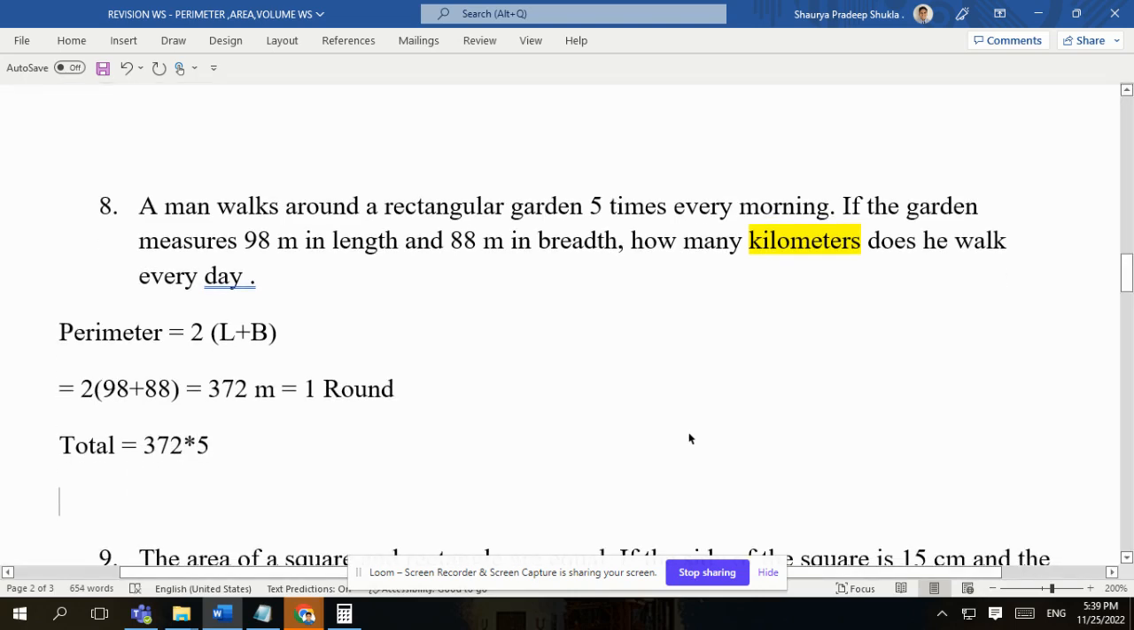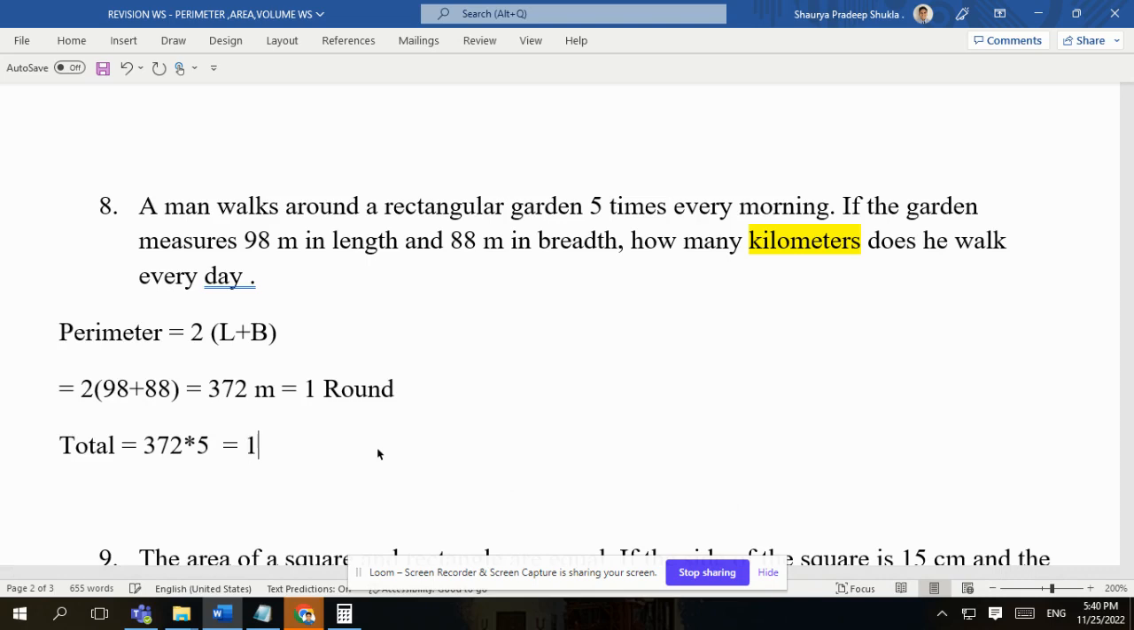To do 372 multiplied by 5, you get how much? Let's see. 5 twos are 10, carry forward 1. I think 1860. Yeah, 1860. All right, so we get 1860.